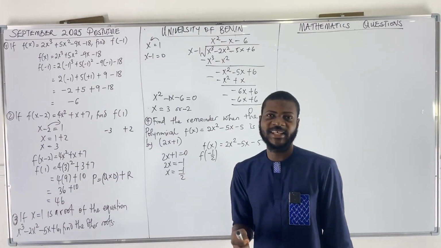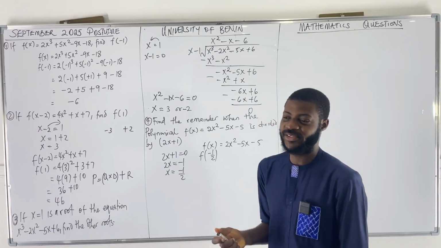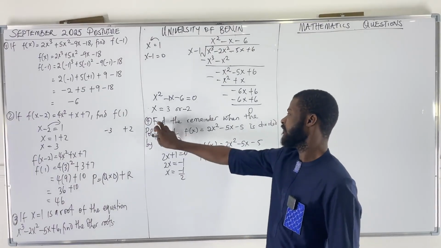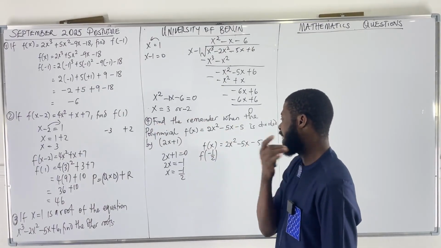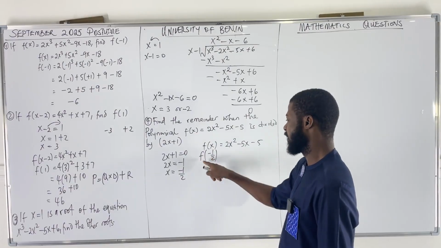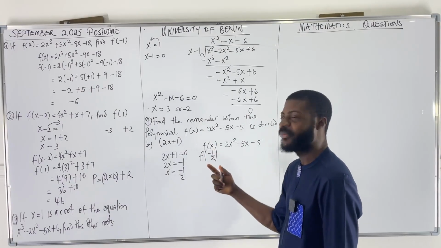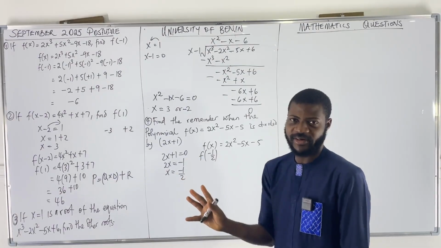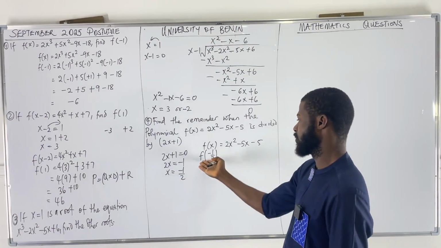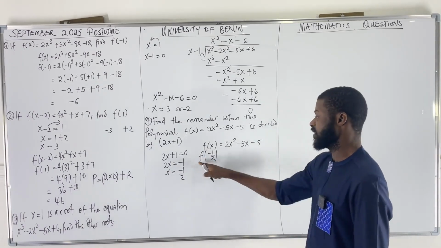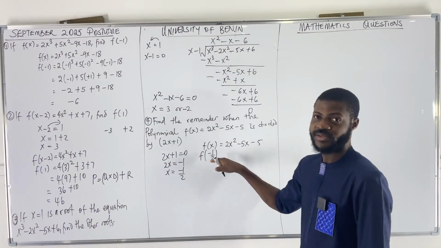I was telling someone that if I were the one setting Post-UTME questions, it would be very simple, but kind of difficult. If I say find the remainder, my answer will not be in terms of a number; it will be in terms of this f. So I'll ask, is it f of minus 1 over 2, or f of 1 over 2? It will be very simple, but most persons do not know how to represent their remainder like this. So this is the remainder: f of minus 1 over 2 is the remainder.